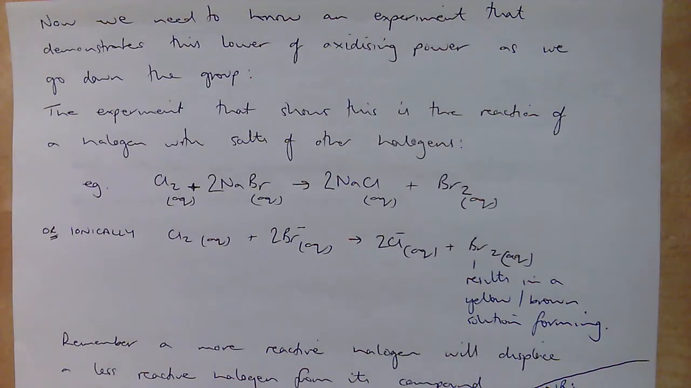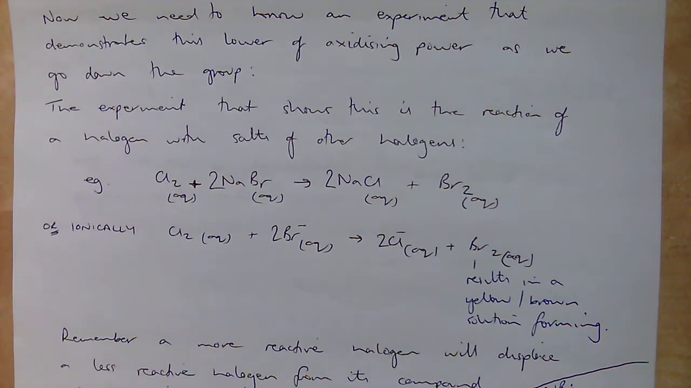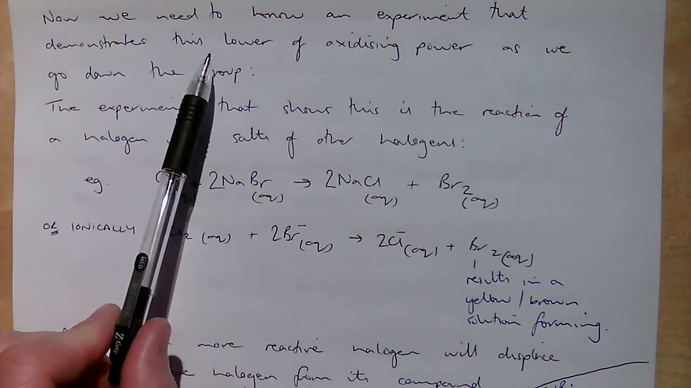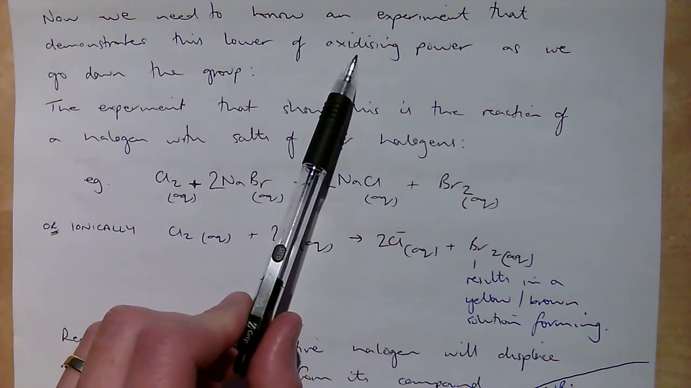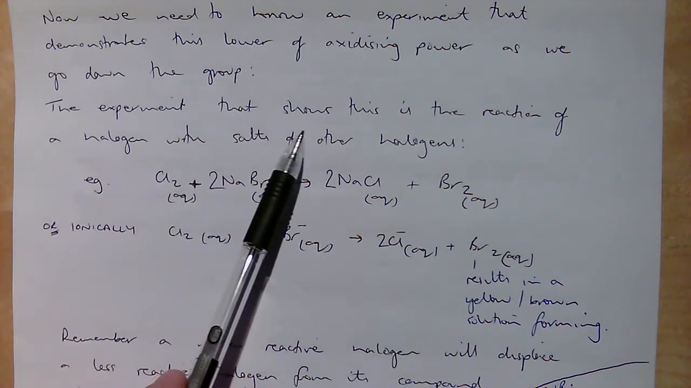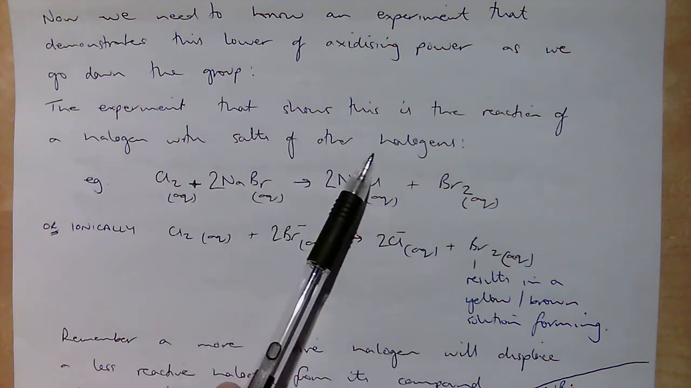Okay, the next thing you need to do then at A level is you need to know an experiment that demonstrates this. Okay, so it's the same experiment that we did at GCSE. Okay, so now we need to know an experiment that demonstrates this lowering of oxidizing power as we go down the group. Okay, the experiment that does this is the reaction of a halogen with salts of other halogens.